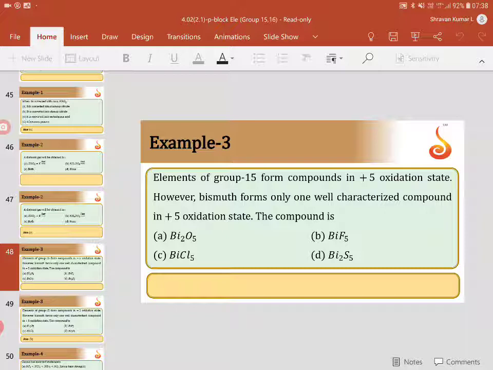The compound can be option A, Bi2O5, bismuth pentoxide; option B, bismuth pentafluoride; option C, bismuth pentachloride; and option D, bismuth sulfide.